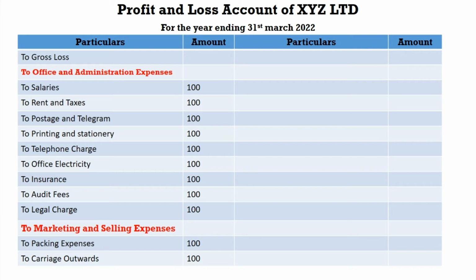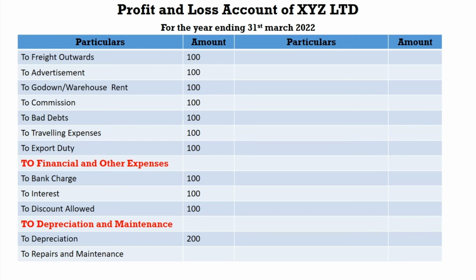In the trading account we had carriage inwards. What is carriage outwards? The same thing. When we are purchasing, that is for the inwards. When we are selling, that is for the outwards, correct? Whatever the transport charge or the freight charge is, everything is the same thing.